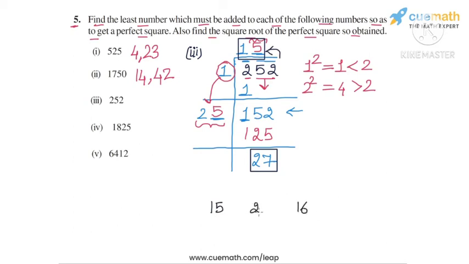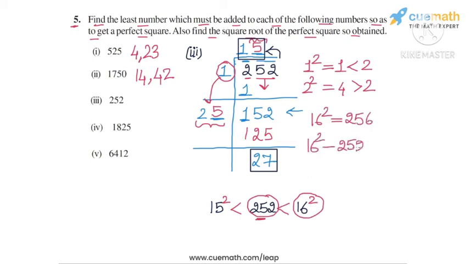So the number 252 will lie between the consecutive perfect squares 15 square and 16 square. Hence, to find the smallest number you can add to 252 to get a perfect square, just take the difference of 252 and the next immediate perfect square, which is 16 square. So 16 square is equal to 256, and hence 16 square minus 252 will be equal to 4.